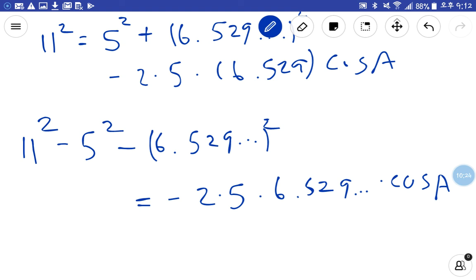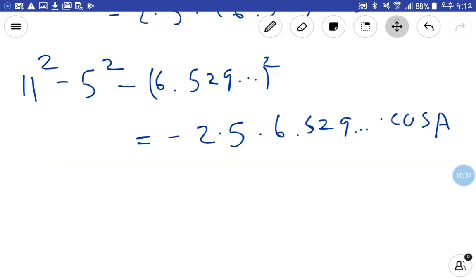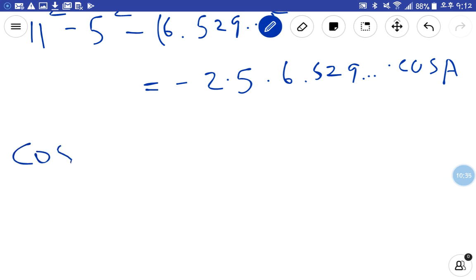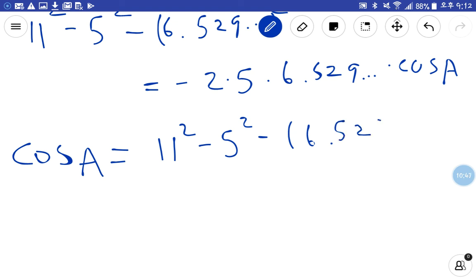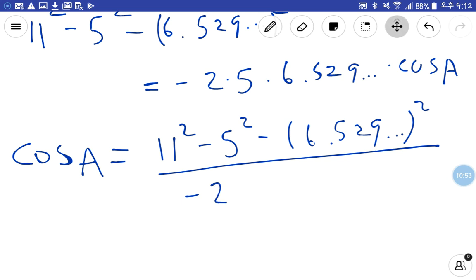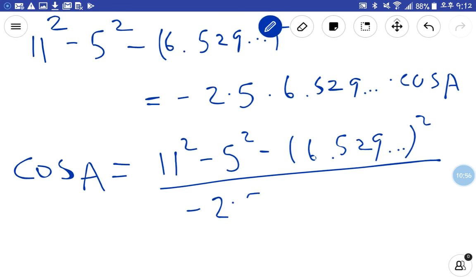Now what do we need? You are going to divide it by negative 2 times 5 times 6.529. So it will give you this. Your cosine A equals 11 squared minus 5 squared minus 6.529 dot, dot, dot, squared all over negative 2 times 5 times 6.529 dot, dot, dot. That's gonna be my setting.